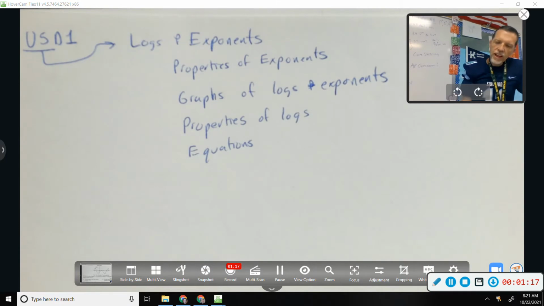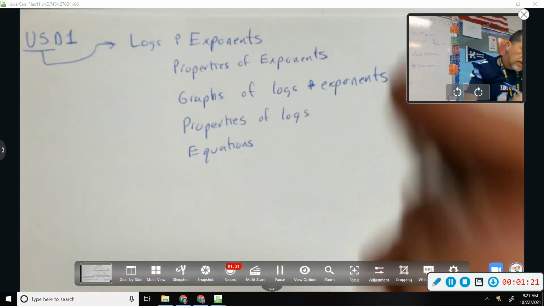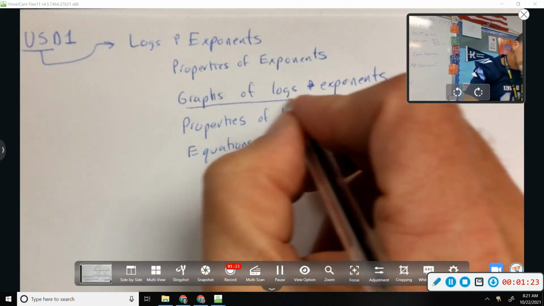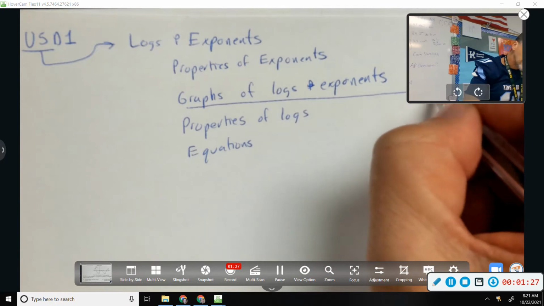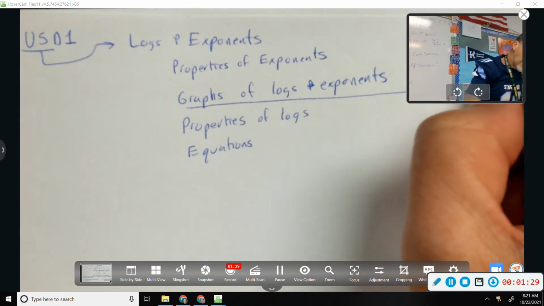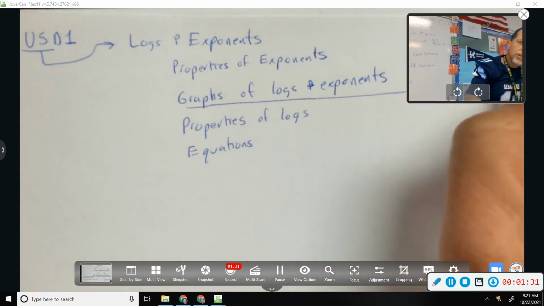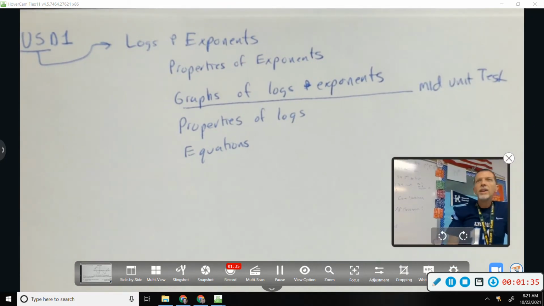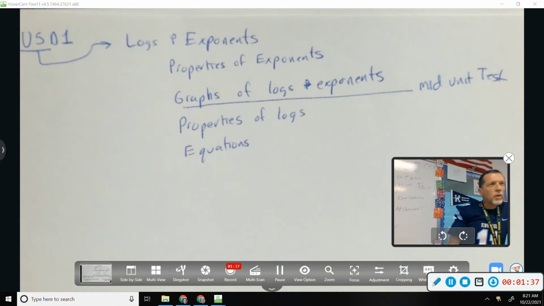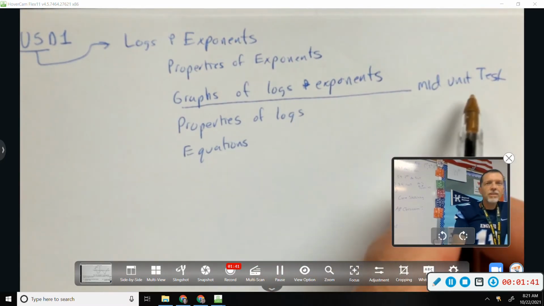Now this is a lot of stuff. So after graphs of logs and exponents, we're going to do a mid-unit test. A halfway test. I don't know how else you're going to call it. It's not a quiz. It's a test grade. It's a summative grade. It's 100 points. It's half a unit with one test.